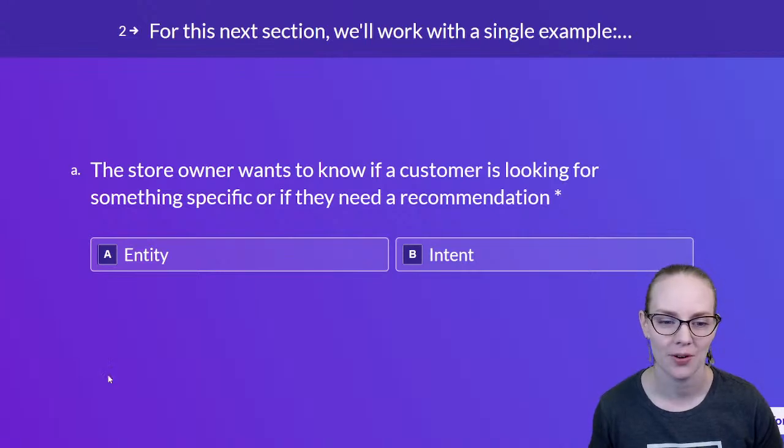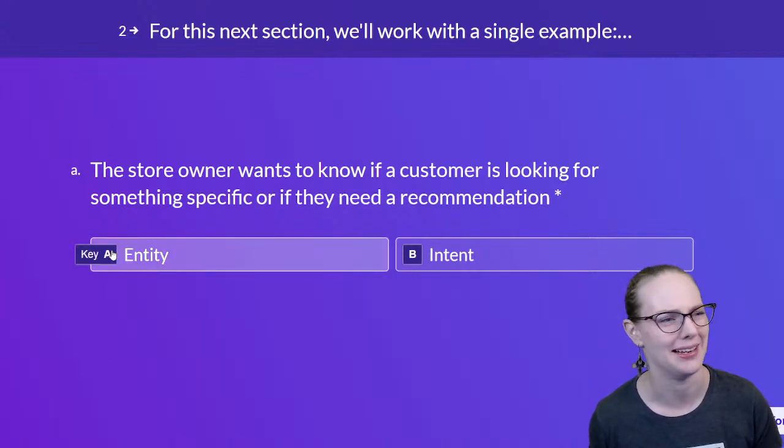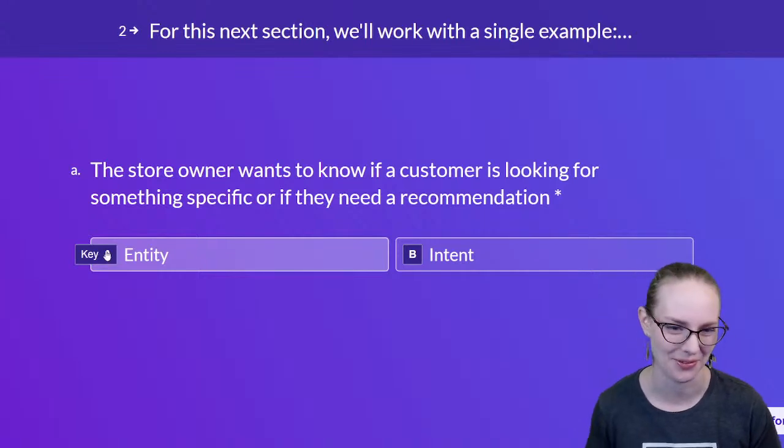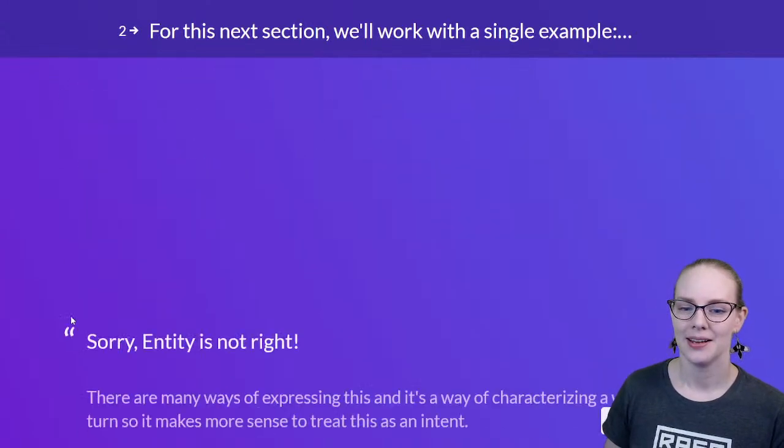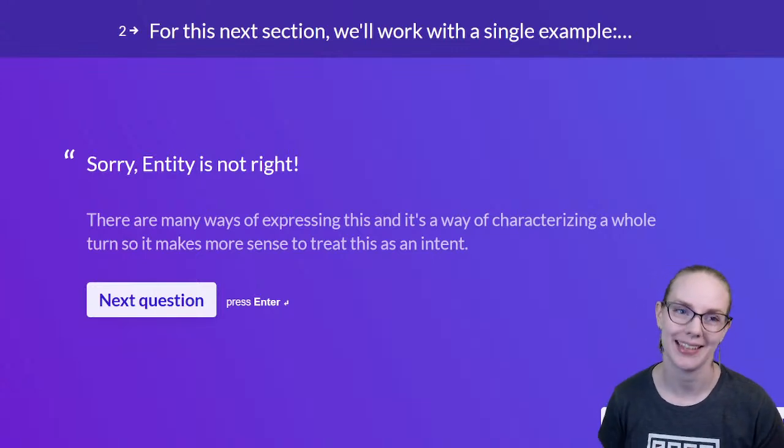All right, and I'm going to say entity because we're just saying A throughout here, because there's too much of a delay to make it make sense for me to wait the whole time. All right, probably not the best choice, actually.